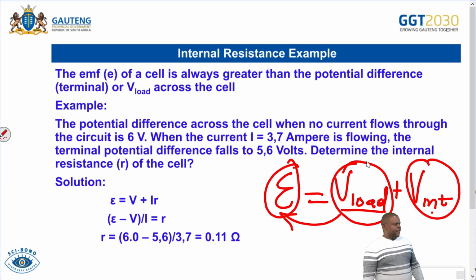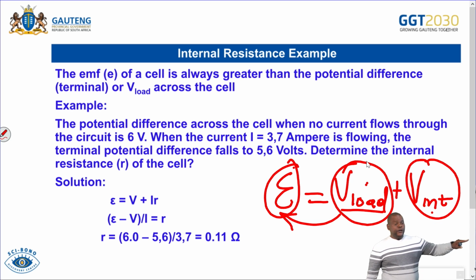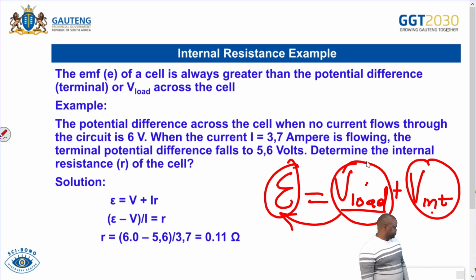Are we together? That means the V load will always be less than the EMF, because in order to get the EMF, you must have V load plus V internal. Are we together, grade 11s? Yes. Let's look at the example now.